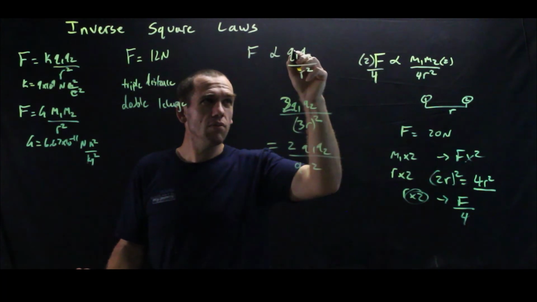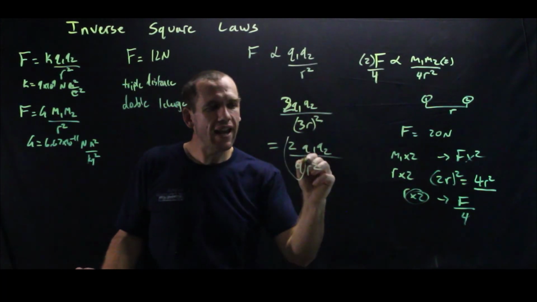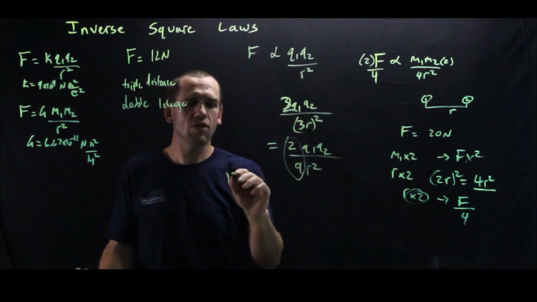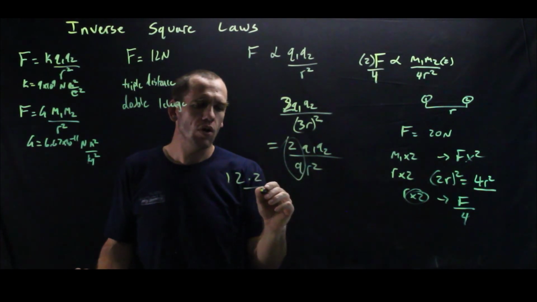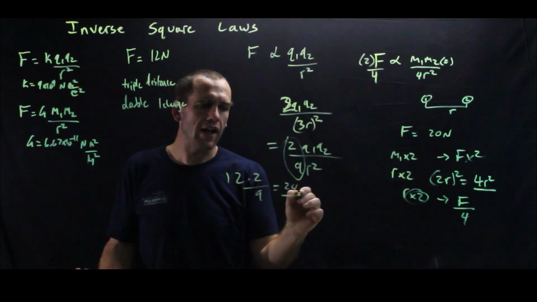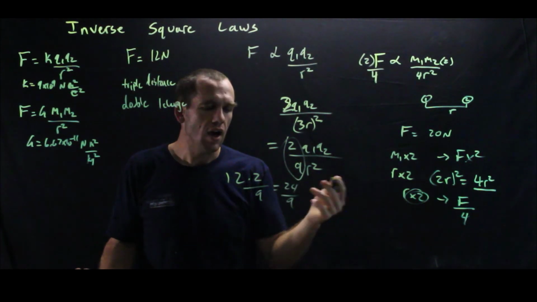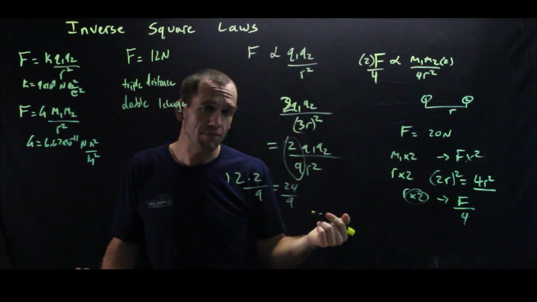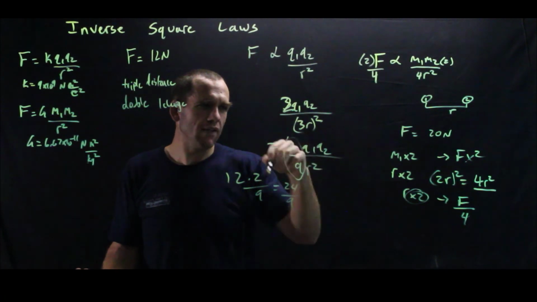So you can see we started with Q1, Q2 over r squared. Now I have 2/9 of that. So I have 2/9 of what I started with, so I have to take 12 times 2 over 9, which is 24 over 9. And you can just leave that as a fraction. If it works out even, go ahead. Or put it in your calculator and get a decimal. It doesn't matter. Just keep track of those changes.